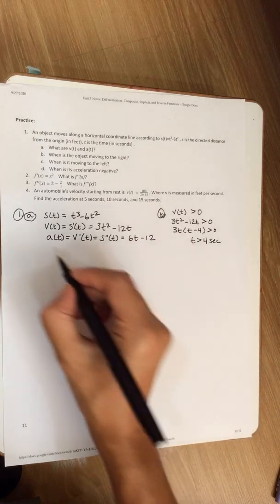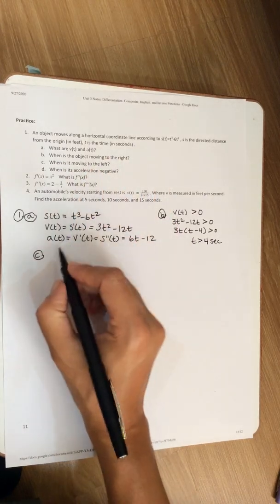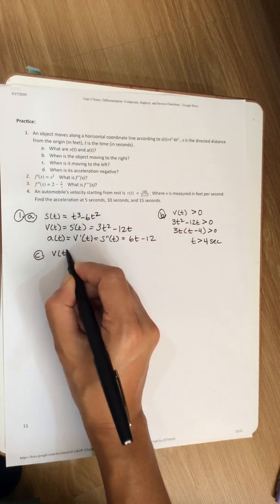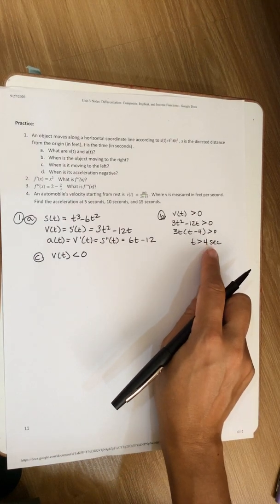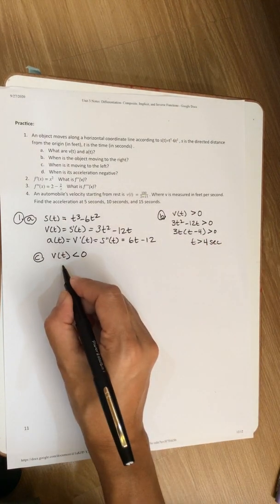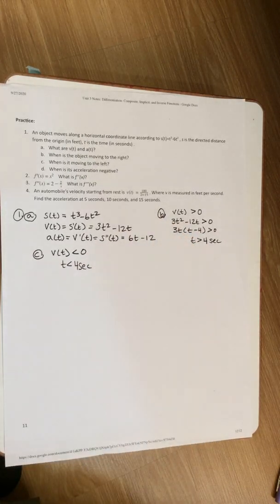Okay, C. C says, when is the object moving to the left? Well, the object is moving to the left when the velocity is negative. Well, when is it going to be negative? When it's not positive. So that's when t is less than 4 seconds, right? I'm just using what I did in B.